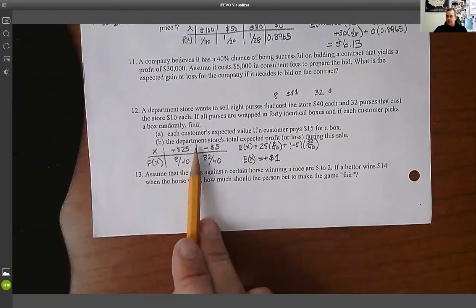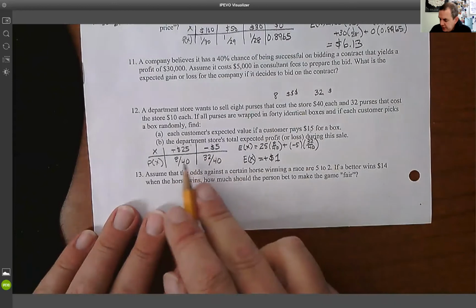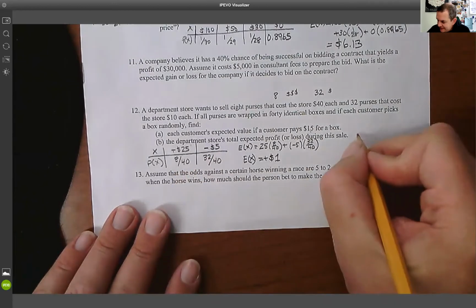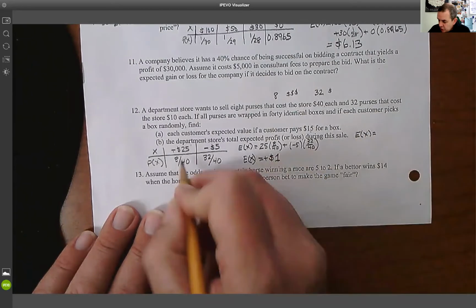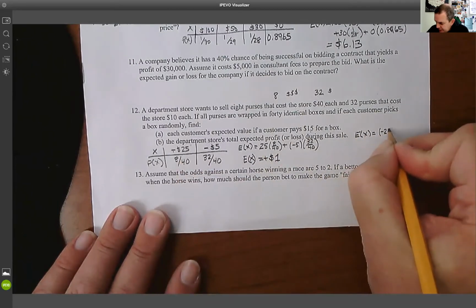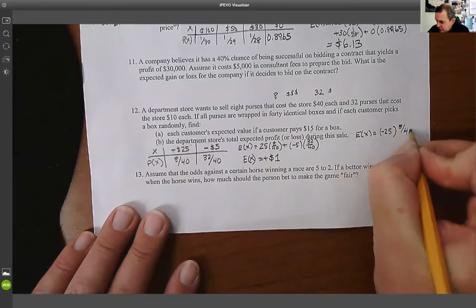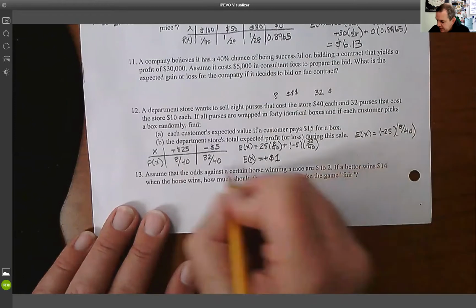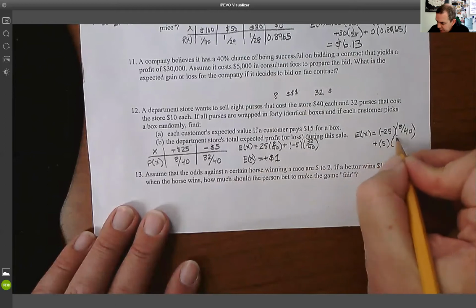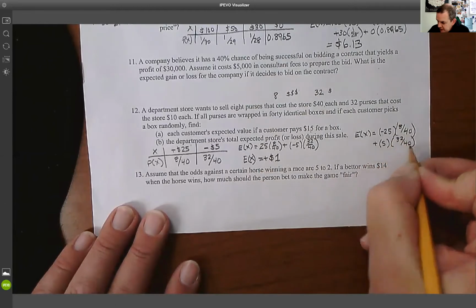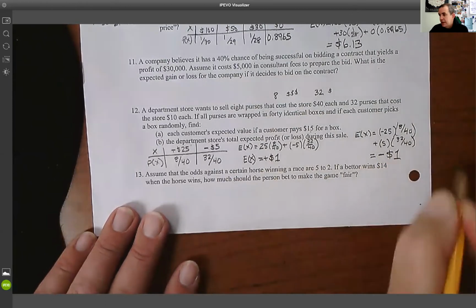Then it says, from the department's point of view, what's happening? Well, if you think about it from the department's point of view, it's the exact opposite. For them, the department is going to lose $25 every time you get an expensive purse. So 8 out of 40 times they're going to lose $25, and they're going to make that $5 32 out of 40 times, the exact opposite. And so their expected value is the exact opposite here. They're going to lose $1.